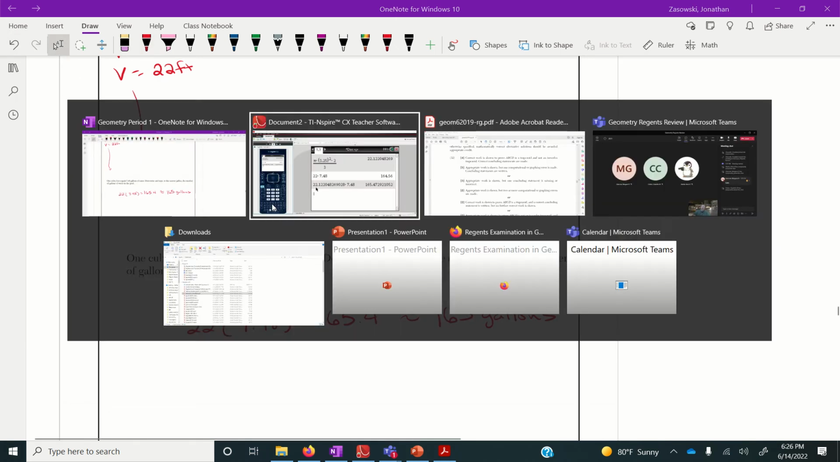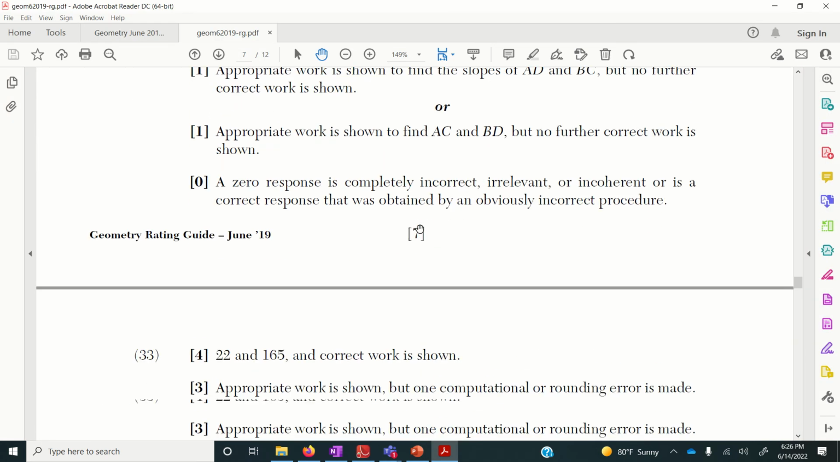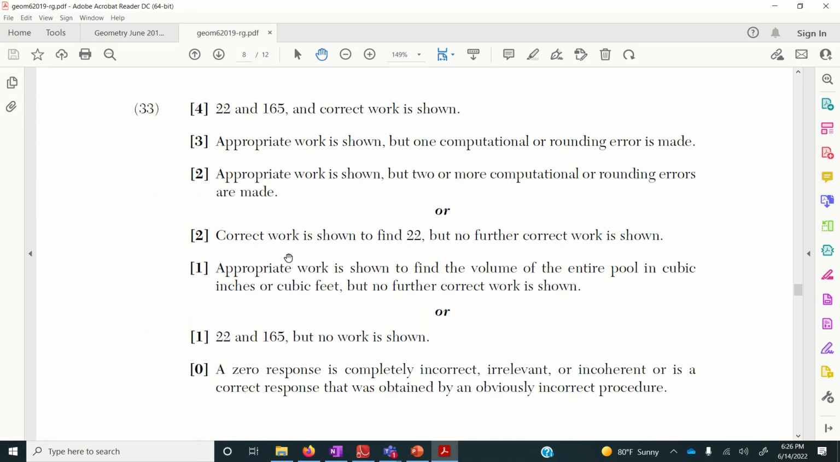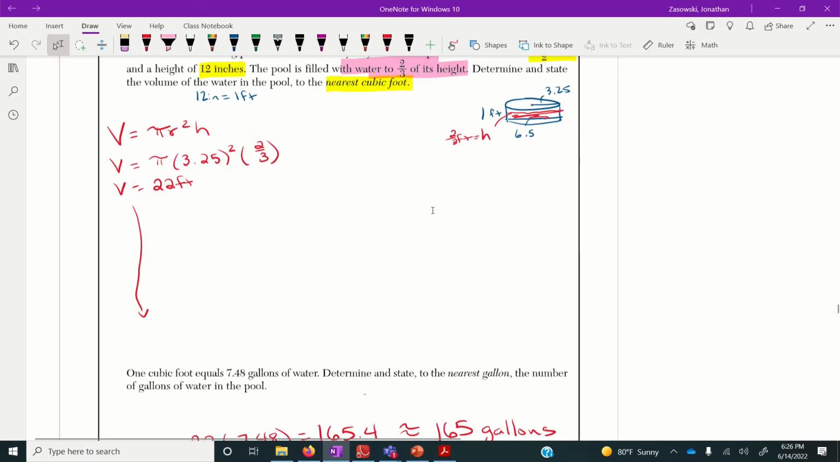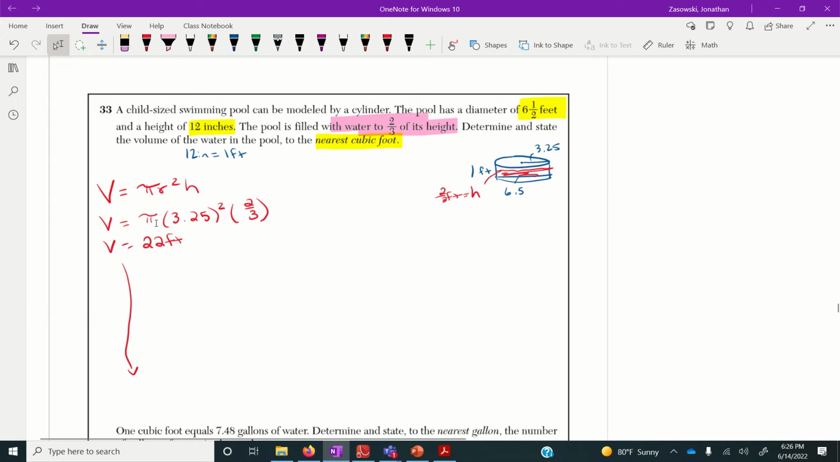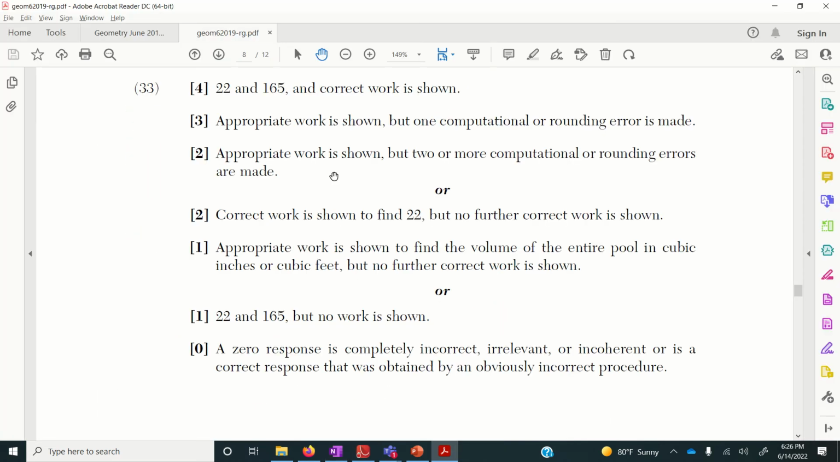And then we can go over to our rubric again. So 22 and 165 with correct work is out of 4. If you made a computational or rounding error, that means if you were to round up here somewhere, or if you use 3.14 or something else up here, there's an issue there as well. If you made 2 or more computational errors or rounding errors, or if you made correct work to get 22 and you didn't do anything else, that was a 2.